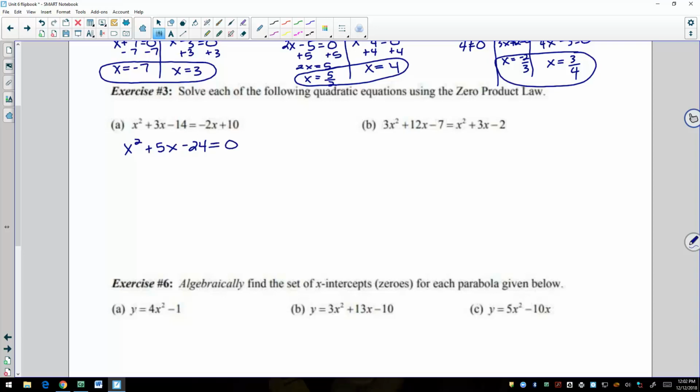Now I'm going to factor. I can use the 1am because there's a 1 in front. So it's x and x, and then the factors of 24 that can give you 5, it's going to be +8 and -3.